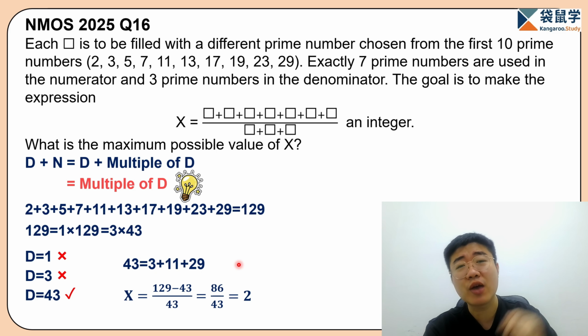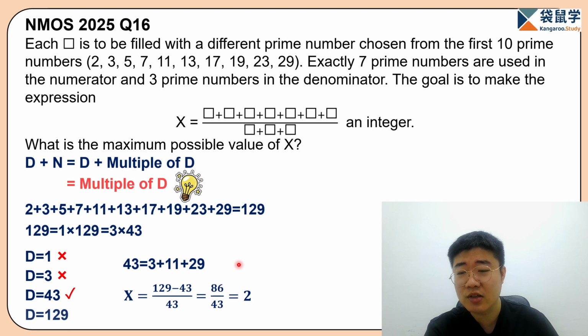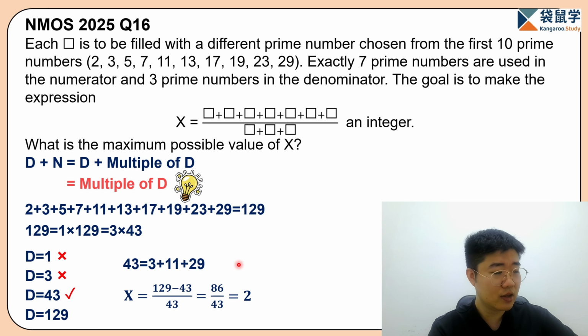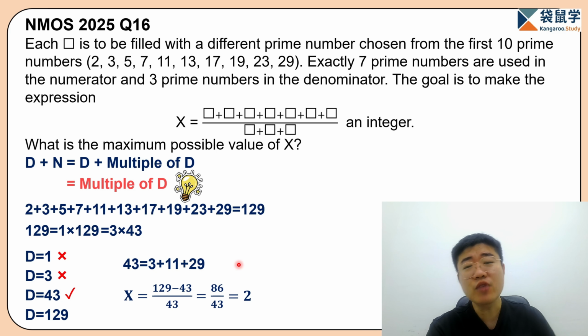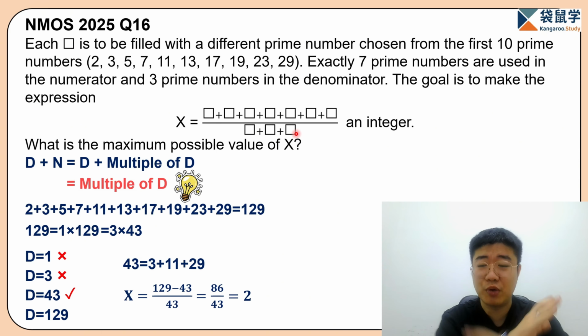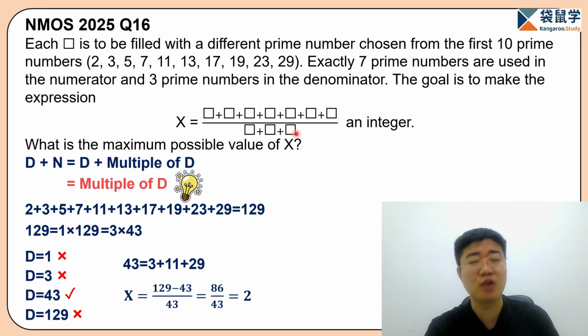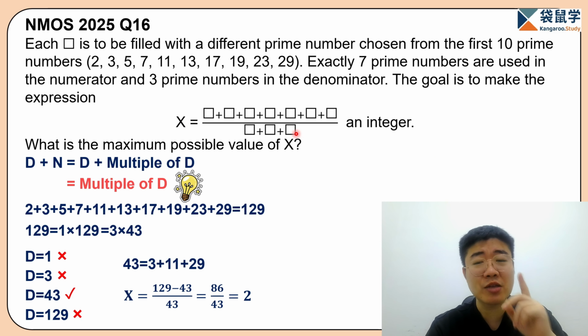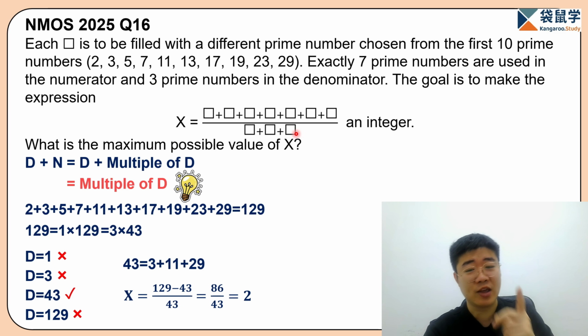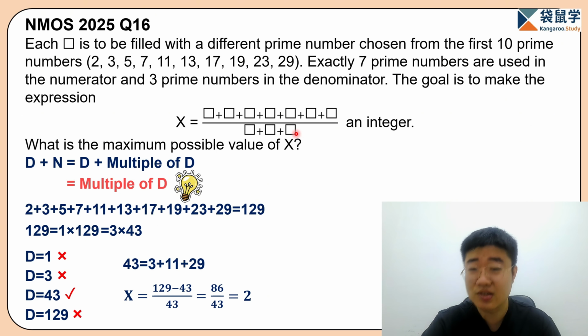But let's not forget about the last choice. If d is 129, how about this one here? If this is 129, now we have to fill in all the numbers in the denominator. Definitely this is also not possible. So this one is also wrong. Right? So the only value we can get from here is x equal to 2. So that's the correct answer here.